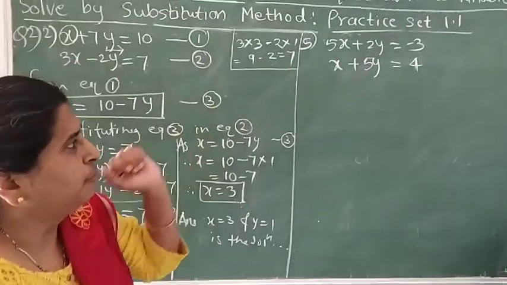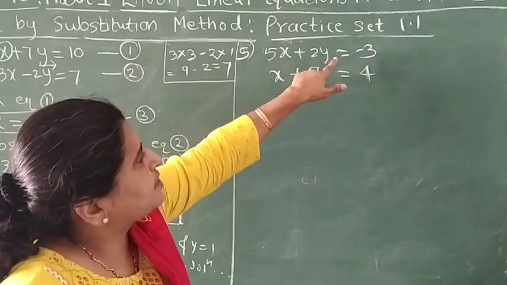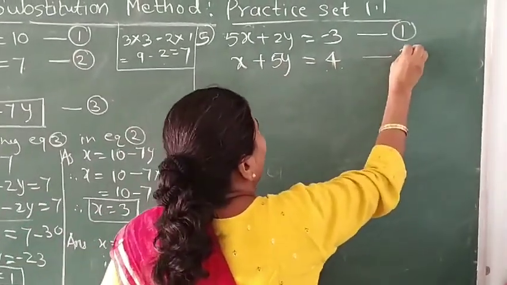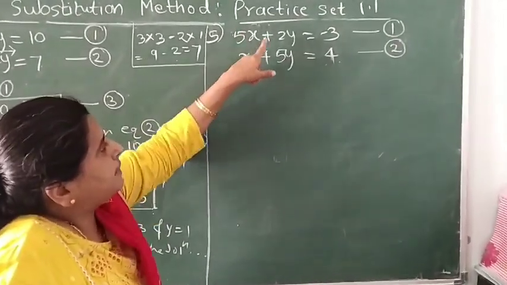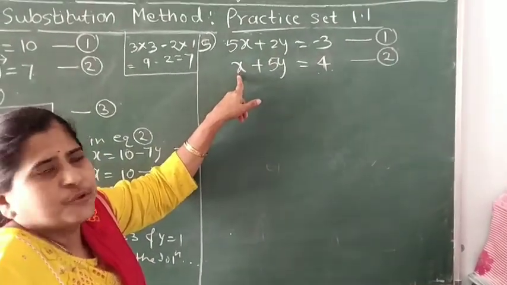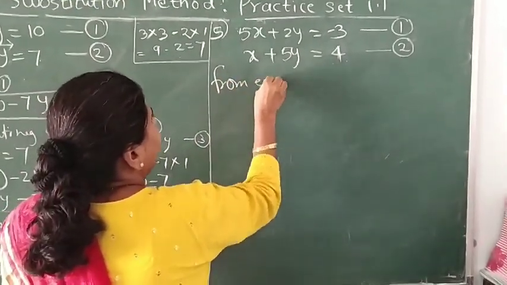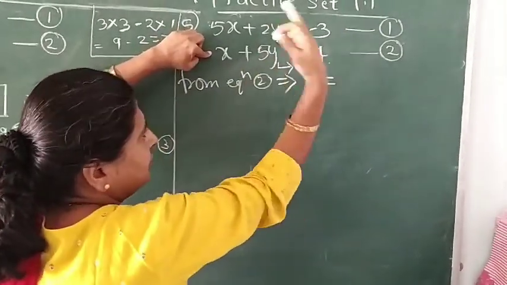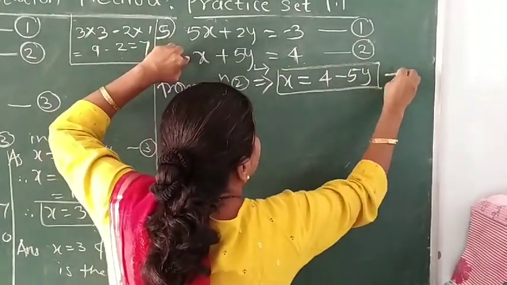Let's do one more sum from this. Now here question number 1 is 5x plus 2y is equal to minus 3, and question number 2, x plus 5y is equal to 4. Now here if you observe, these variables are not having the same coefficient, but here it is 1. So let's use the substitution method. So from equation 2, what you can get? You can get x is equal to, take this 5y on the other side, 4 minus 5y. Okay, so you can call it equation number 3.